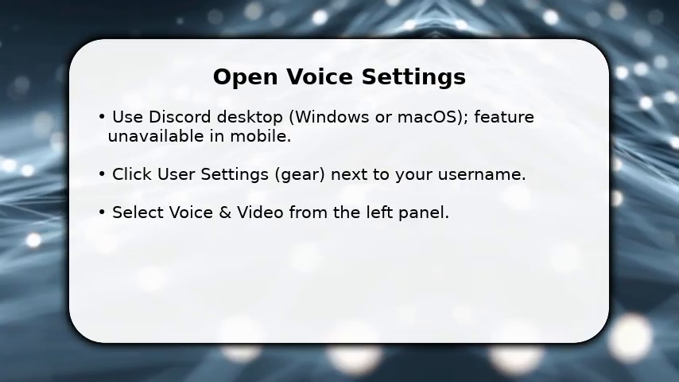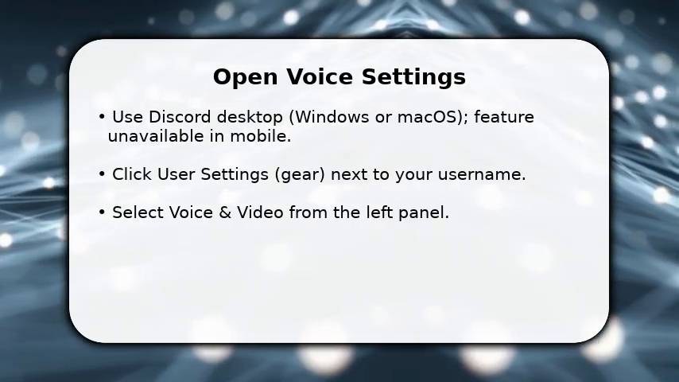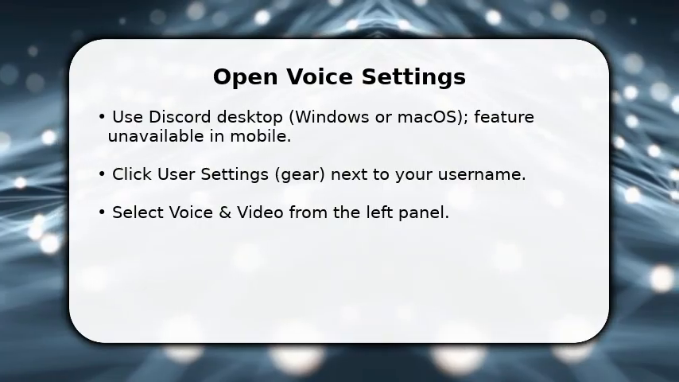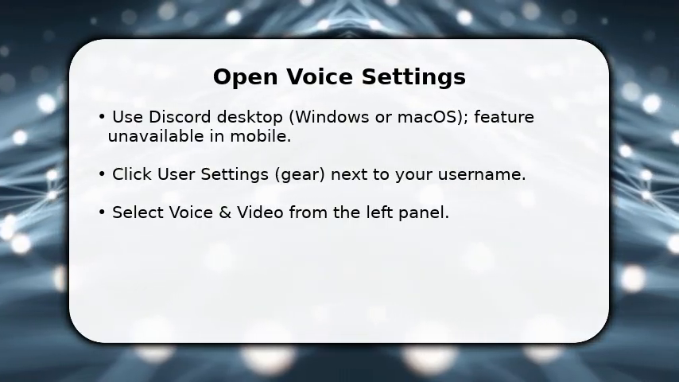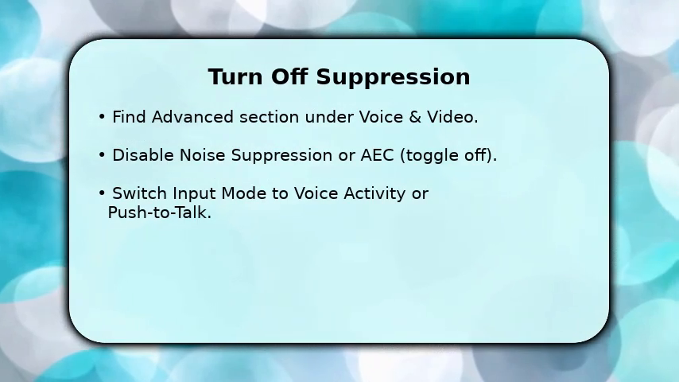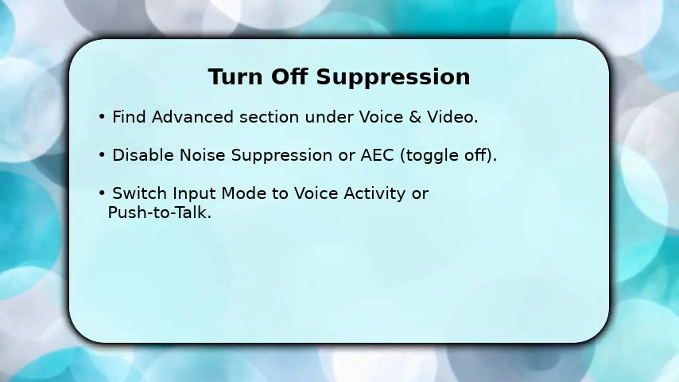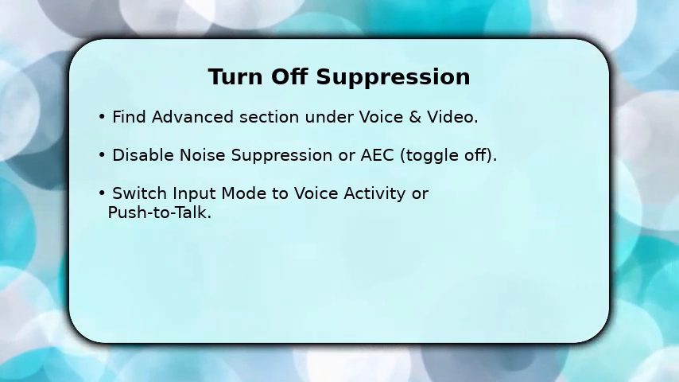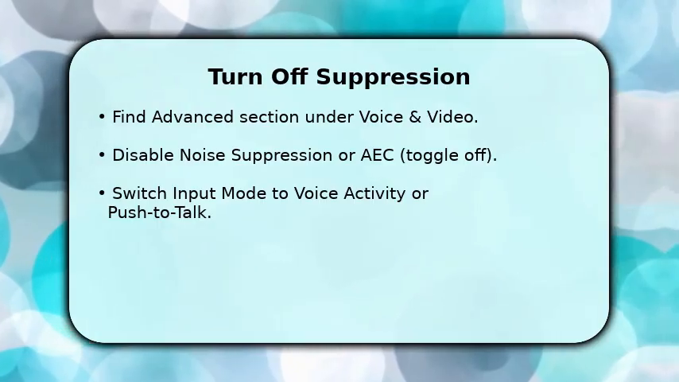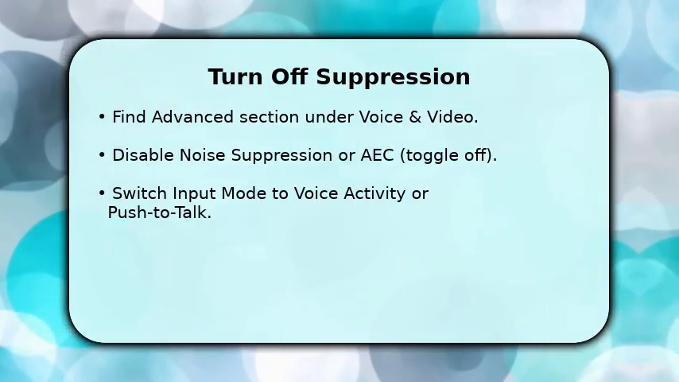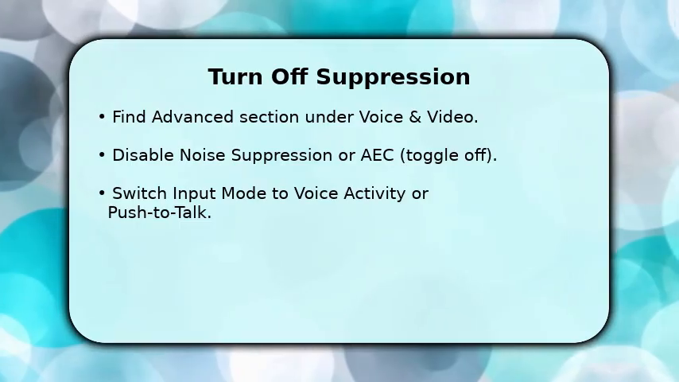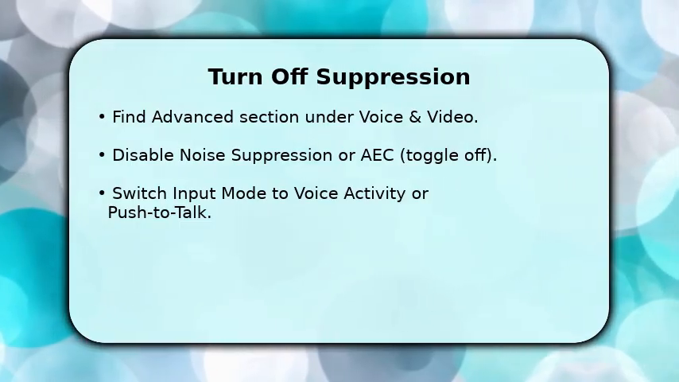You're not toggling system audio. You're adjusting Discord's processing chain, so external filters will work as expected. Now scroll to the Advanced section and locate noise suppression and any other automatic filters like echo cancellation or automatic gain control. Turn those toggles off. Once disabled, Discord stops applying real-time suppression to your mic.